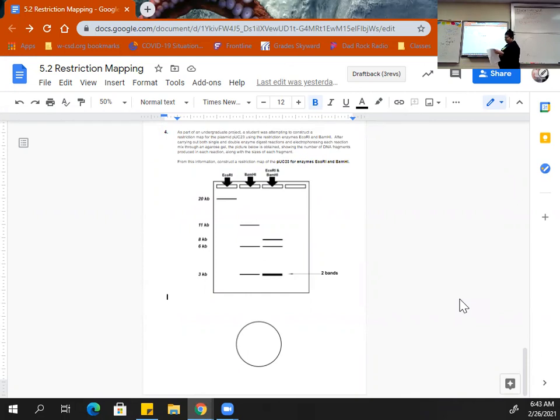So we can estimate that, first looking at this, we can see that EcoRI has only one cut. So that is going to be our full length of our plasmid. So that means that our plasmid is going to be about 20 kb long. So again, we are going to start with drawing our BamHI, and then we're going to come in with our EcoRI.